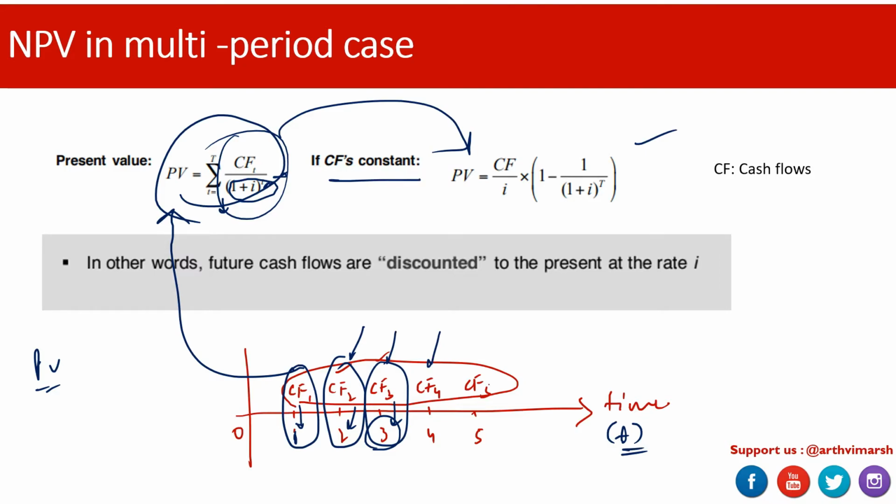So in other words, what we should note here is that future cash flows are discounted to the present value at interest rate I. And one of the main applications of this concept of present value is to compare investment alternatives, like I have been mentioning in the initial slides also, that we will end up with the comparison of two different investment alternatives as well. So this is where this concept will be very handy.